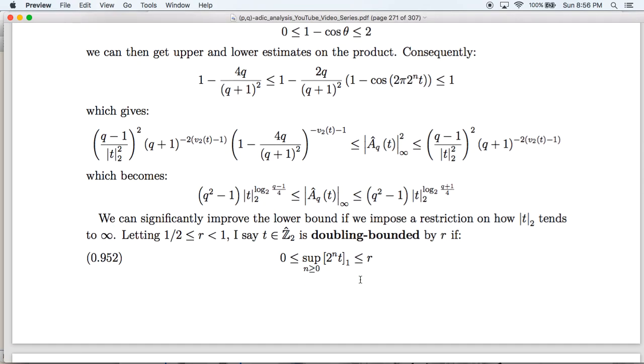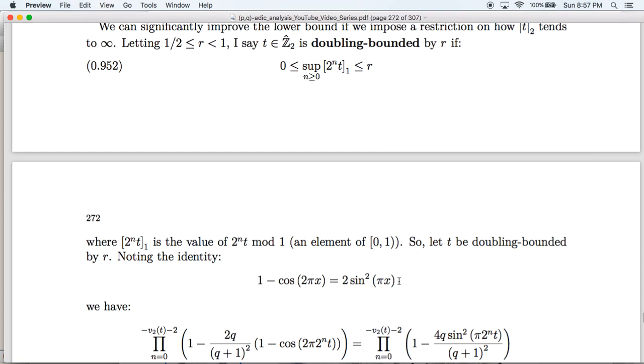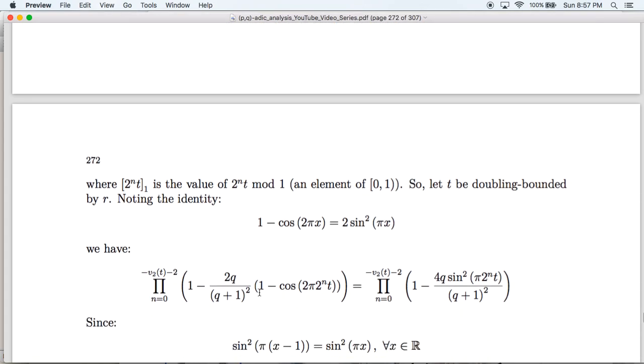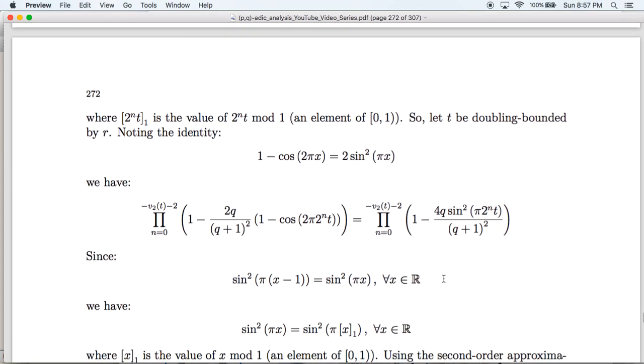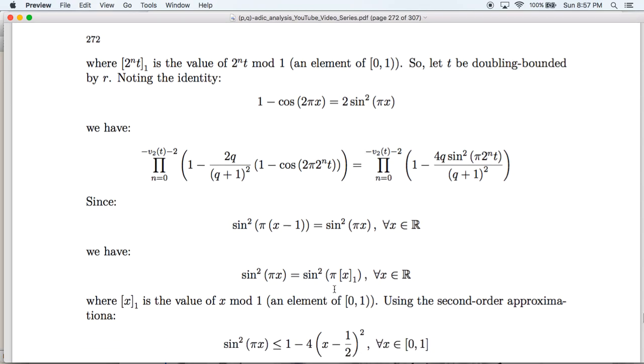That was the bound. And so here it's that this is the value of 2 to the n t mod 1, which is going to be an element of 0 to 1. So letting t be doubling bounded by r, we use the trig identity 1 minus cosine 2 pi x equals 2 times the square of sine pi x. And then we use this to rewrite this as a sine. And we note that this function is 1 periodic, so we get this. In particular, for any x in the reals, all that matters is the value of x modulo 1.